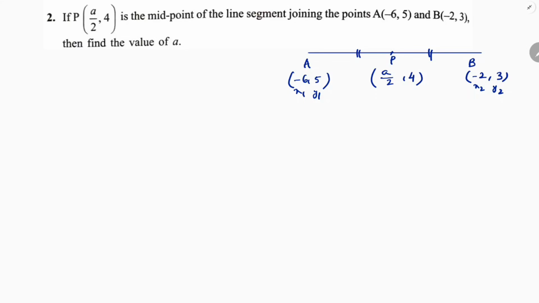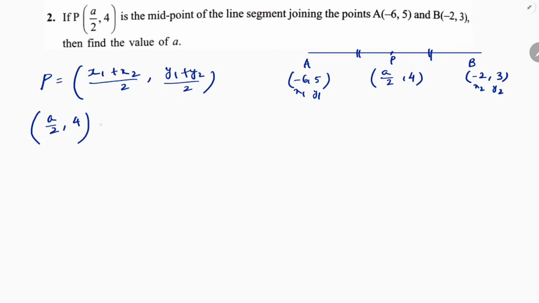Now P is the midpoint of AB. So the midpoint formula is ((x1 + x2)/2, (y1 + y2)/2). Now P is (a/2, 4). x1 is -6, x2 is -2, so (-6 + (-2))/2. Next, y1 is 5 plus 3, by 2.